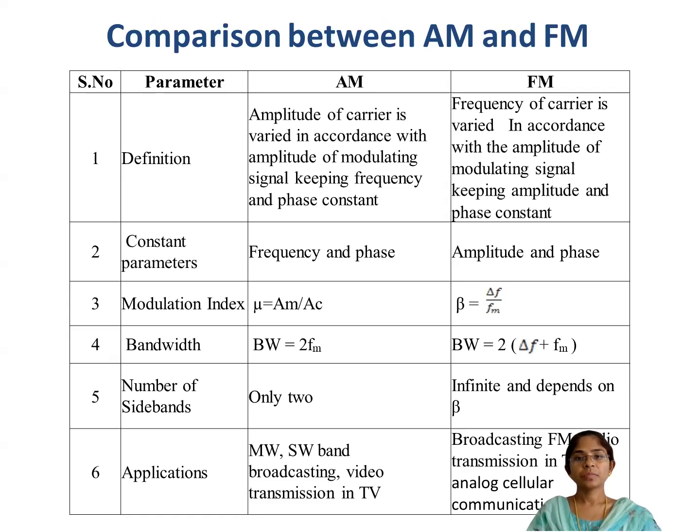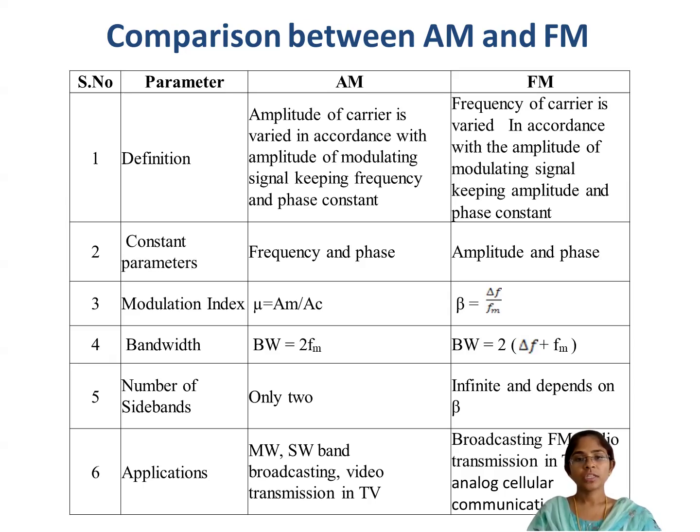So coming to the comparison between AM and FM. In case of AM, the amplitude of the carrier is varied with respect to the message, whereas in case of FM, the frequency of the carrier is varied in accordance with the instantaneous value of the message. So the constant parameters in amplitude modulation: amplitude will be varied, so frequency and phase are constant. Coming to frequency modulation, frequency will be varied, so amplitude and phase are constant.